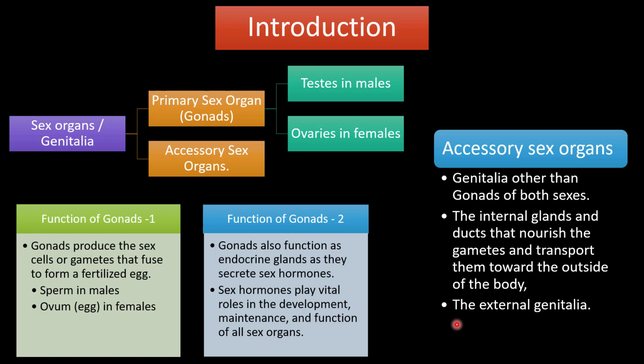So to summarize, the primary sex organs are the gonads, that is the testis and ovary respectively in the male and female, whereas all the other sex organs apart from the testis and ovary are referred to as accessory sex organs. Some of them are the external genitalia and some of them are the internal glands and the ducts that help in nourishing the gametes and transporting them outside the body.